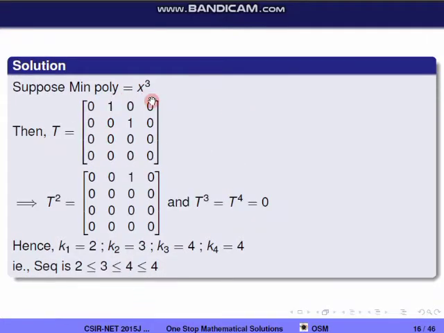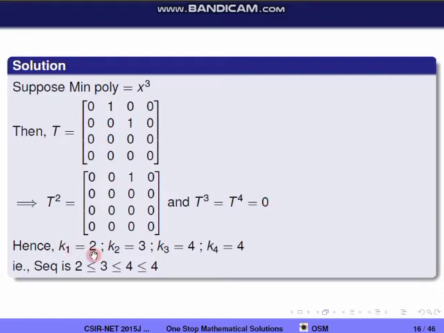So we have a block of order 3 and all other blocks will be of order less than or equal to 3. So in this case we have all other blocks of order 1, since the sum of the blocks should be equal to 4. So T is of this form. So T square is a matrix of this form. And T cube, T power 4 is a 0 matrix.